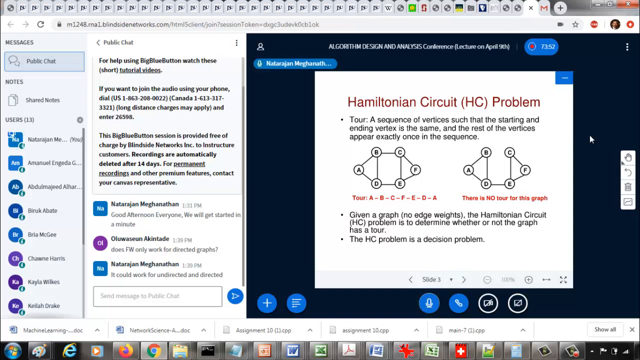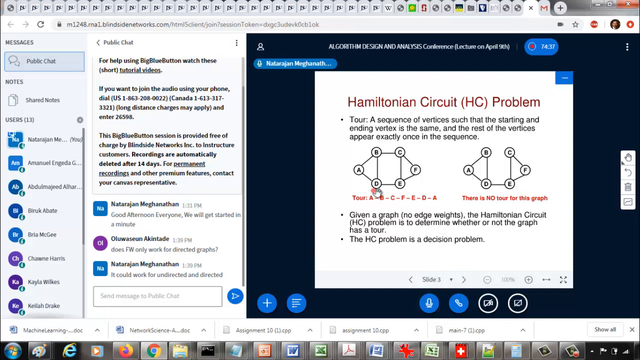So a Hamiltonian circuit problem is this. Given a graph, what we want to find out is whether there's a tour on this graph. So we have to know what is a tour. A tour is a sequence of vertices such that you start from a vertex and end at the same vertex, and you have to go through the other vertices exactly once. So there's a tour on this graph like this. You can start at A, go to B, and then to C, and then to F, and then to E, and then to D, and then to A. So you can start with A and come back at A. So that is a tour, and you go through all the other vertices exactly once.